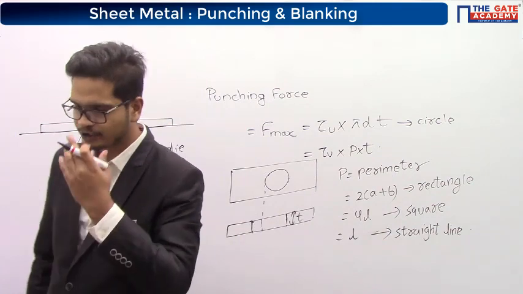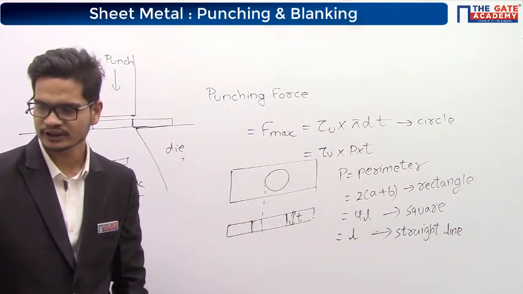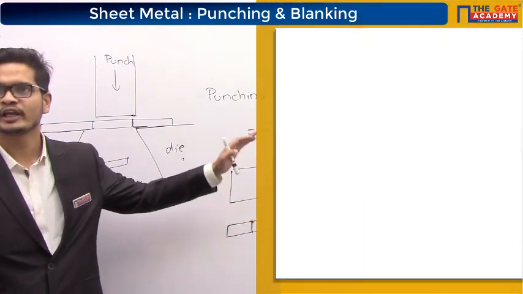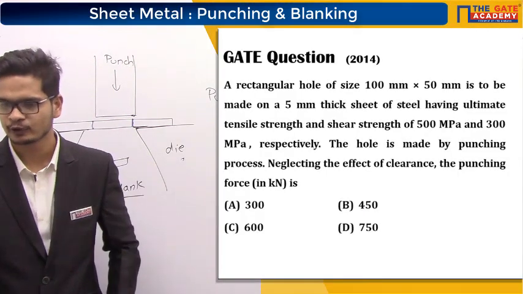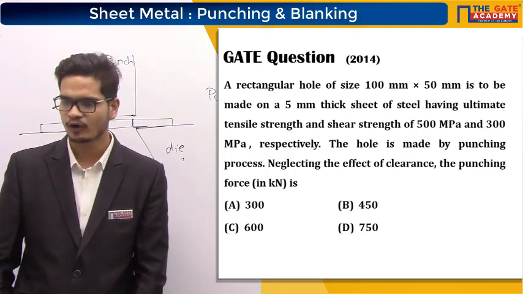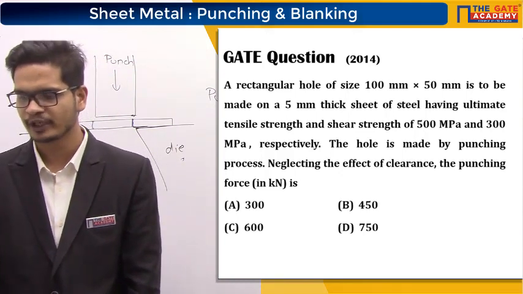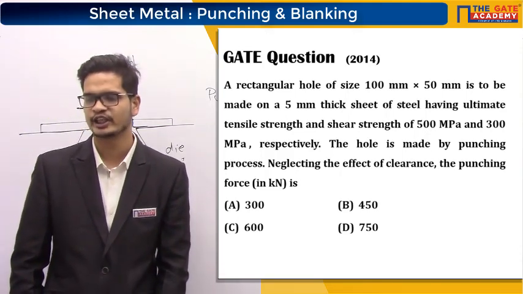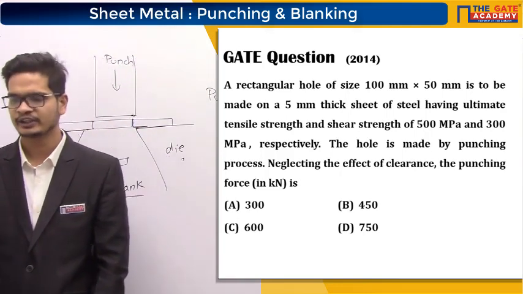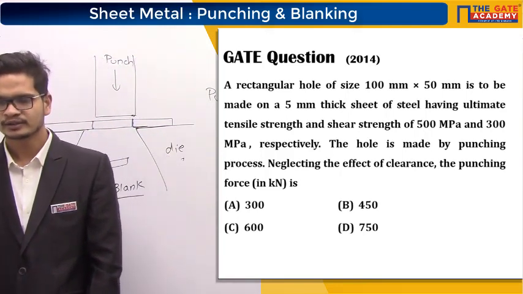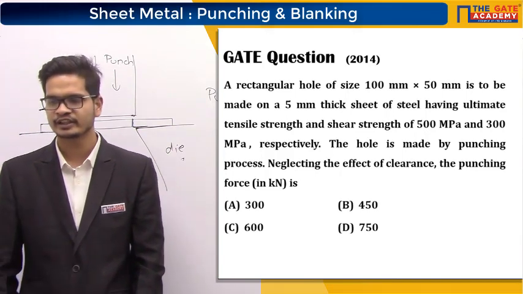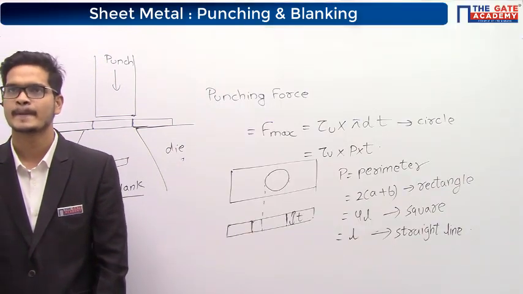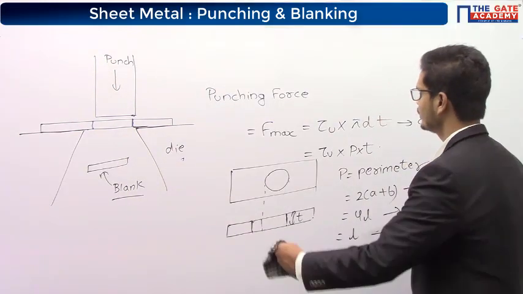Please write this down. Have you copied this? If you have copied whatever has been written on the board, please try this question. This is a GATE 2014 question. A rectangular hole of size 100 mm by 50 mm is to be made on a 5 mm thick sheet of steel having ultimate tensile strength and shear strength of 500 megapascal and 300 megapascal respectively. The hole is made by the punching process. Neglect the effect of clearance. The punching force in kilonewton is? 450 kilonewton. Very good.